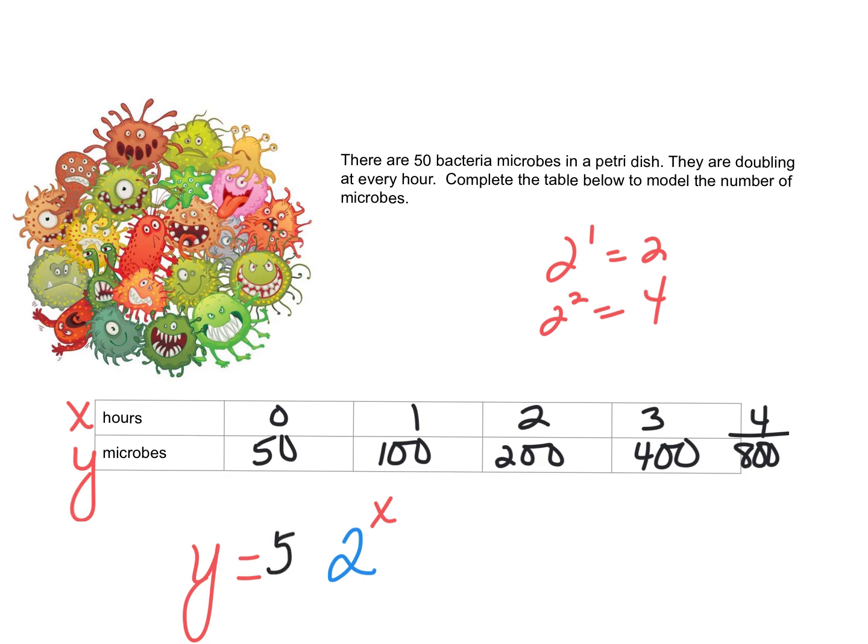But what I do have is that it starts with 50. So if I do 50 times, well, let's see, 2 to the first would be 100, which would be this value. If I did plug in a 0, 2 to the 0 would be 1, and 50 times 1 is 50. So this right here is an exponential function modeling this scenario.